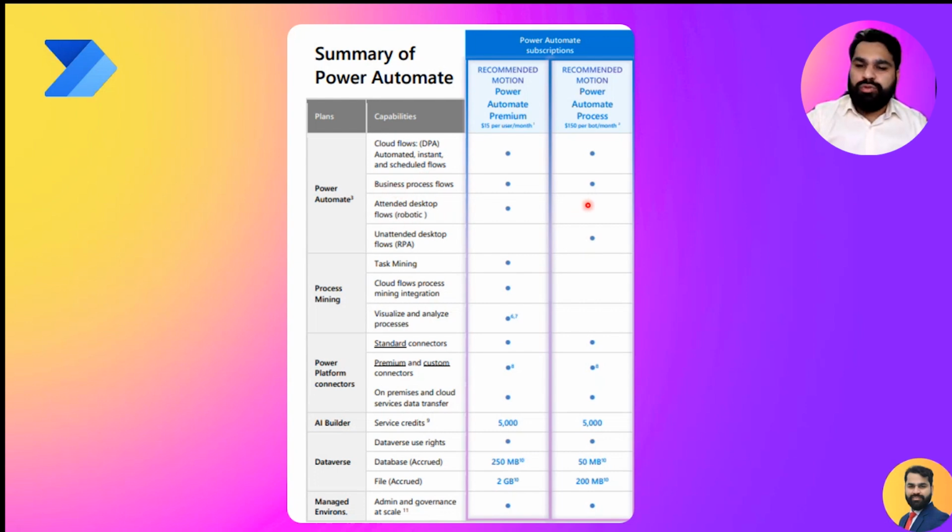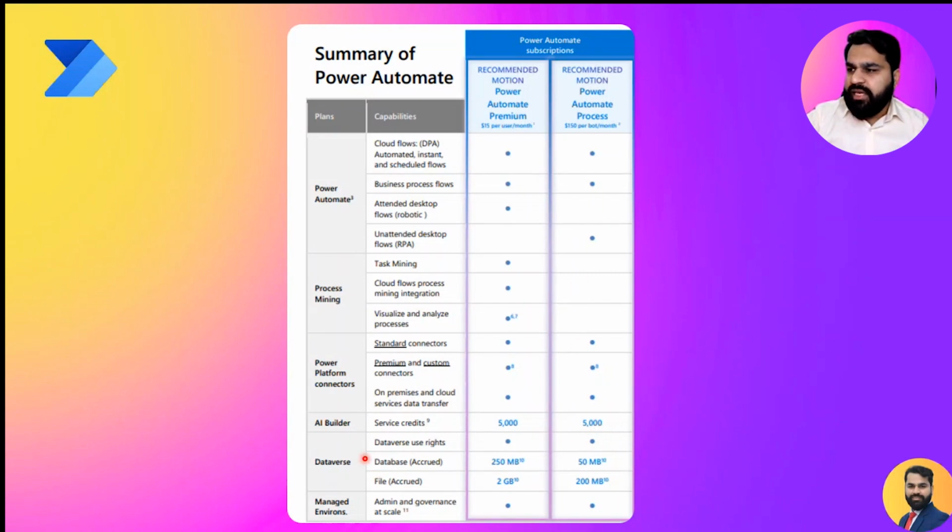No attended desktop flows can be run if the bot has this particular license. Unattended desktop flows can easily be assigned a Power Automate process bot license. Task mining capabilities are not provided within this. From the Power Platform connector access, standard and premium connectors, custom connectors, and data gateways, everything the user will be able to access. When we talk about AI Builder, the same 5,000 service credits will be allocated to the tenant and the environment based on the individual bot license.